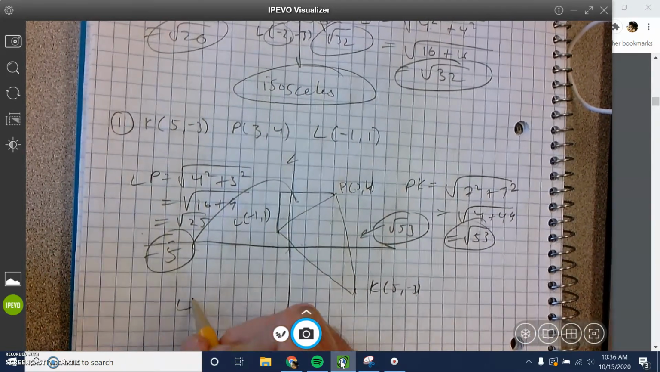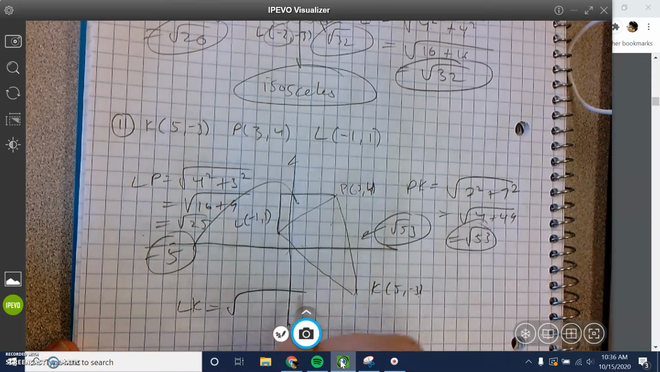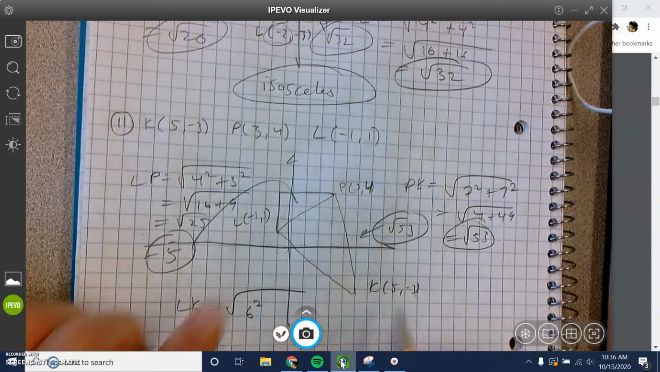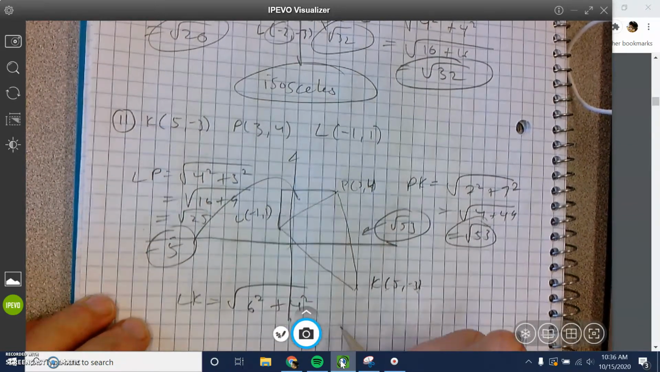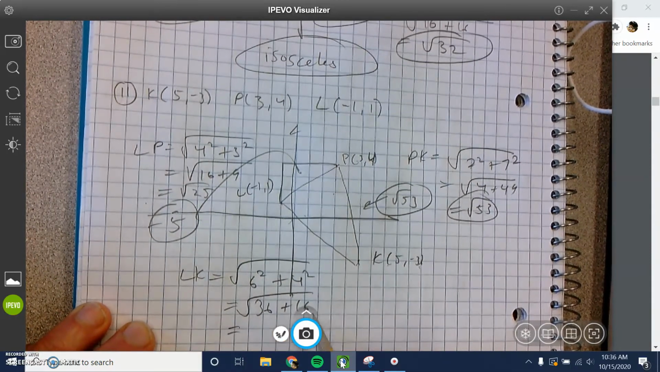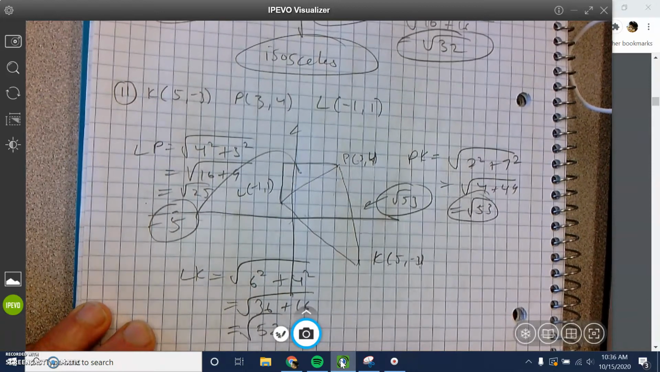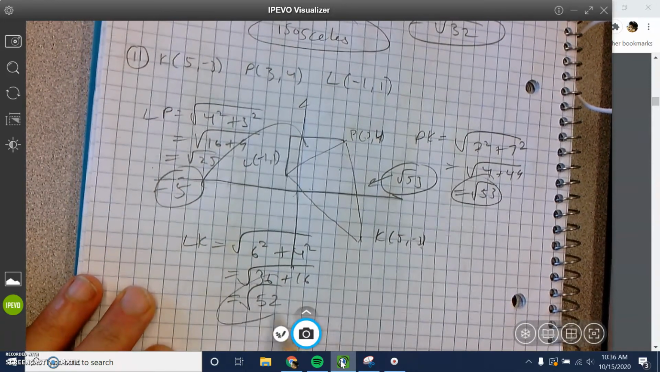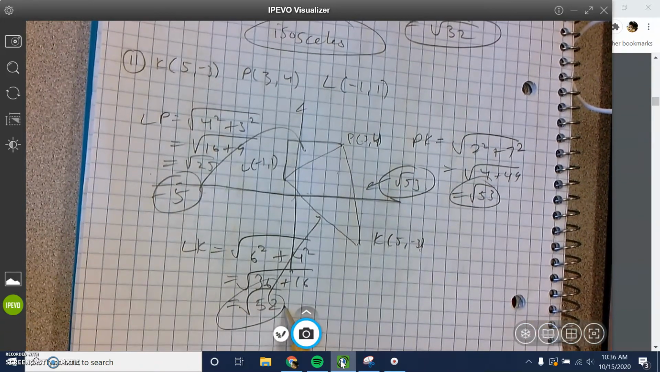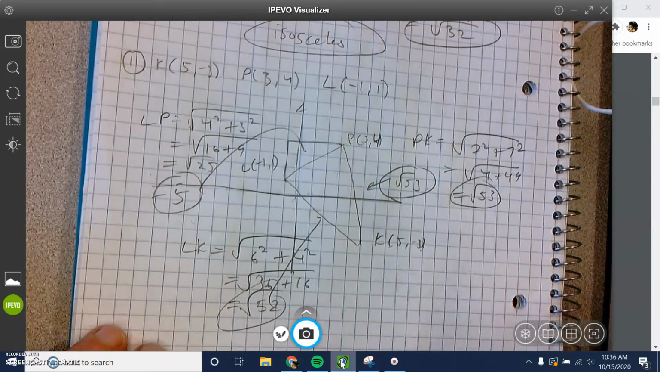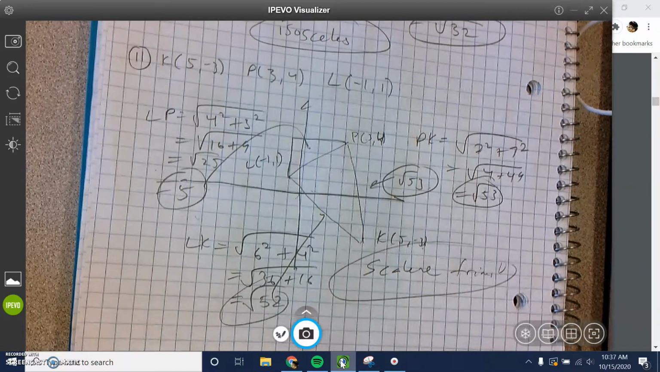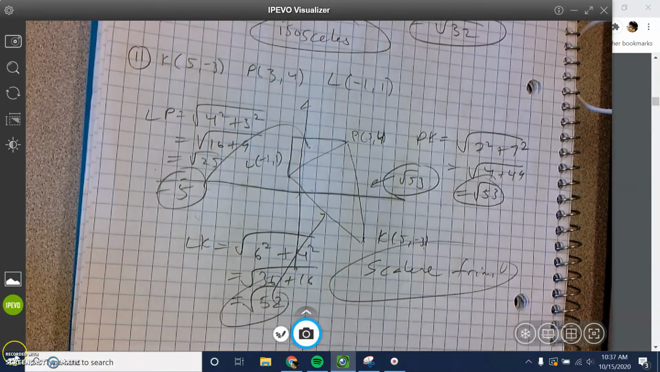Last but not least, LK, or KL. So -1 to 5 is 6 on the x, and 1 to -3 is 4 on the y. So that's square root of 36 plus 16, which is 52. Square root of 52. So it looks like I have 5, square root of 53, and square root of 52. So that means that all three are not congruent. So this is a scalene triangle. There you go. Hopefully you got that. Good work, everybody. Keep crushing.